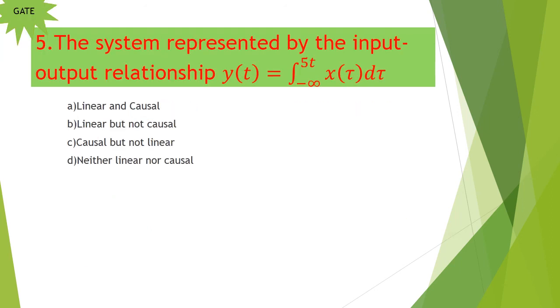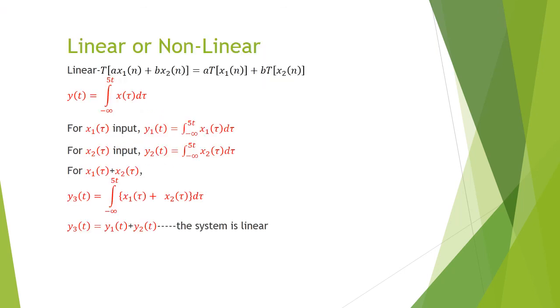So the next problem is the system represented by the input-output relationship y of t is equal to integral minus infinity to t of x of tau d tau. We have to check whether it is linear or non-linear, causal or non-causal. First, we are going to see whether it is a linear or non-linear system.